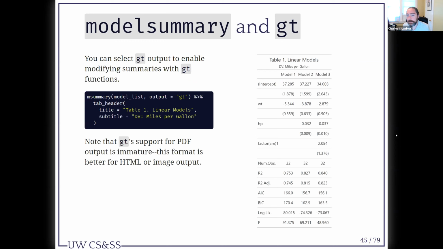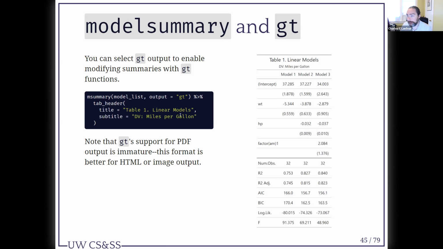Okay, here's an example of taking a model summary object and adding something to it using GT. So if you say, run a model summary on model list and specify the output is GT, the resulting thing from this will be a GT object. If it's a GT object, I can pipe it into GT commands to make edits. So now I say, take my model summary output and then add a header where my title is table 1 linear models and my subtitle is DV miles per gallon. It's the exact same table as before, but now it's got a title and a subtitle like I added to the Star Wars table earlier.